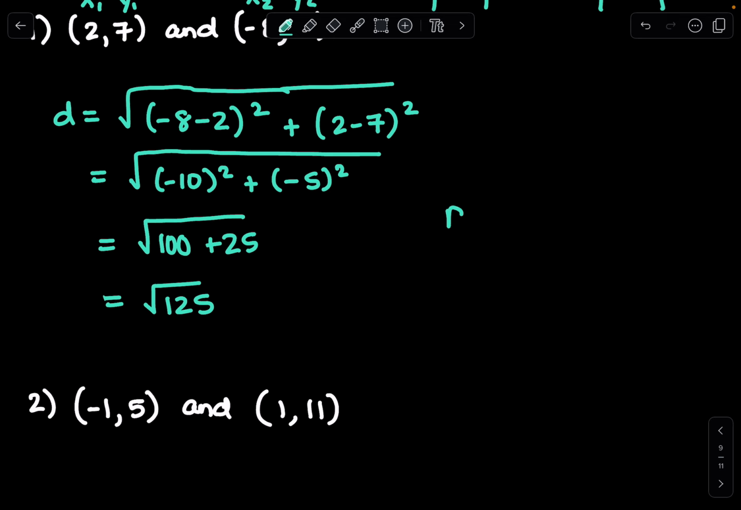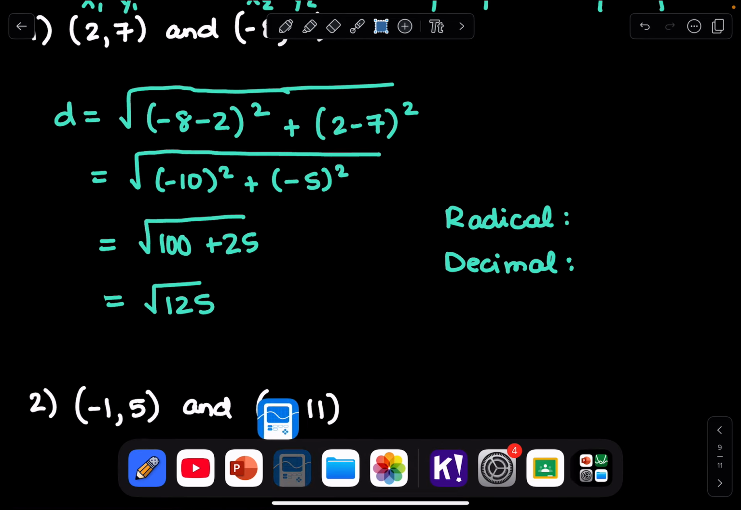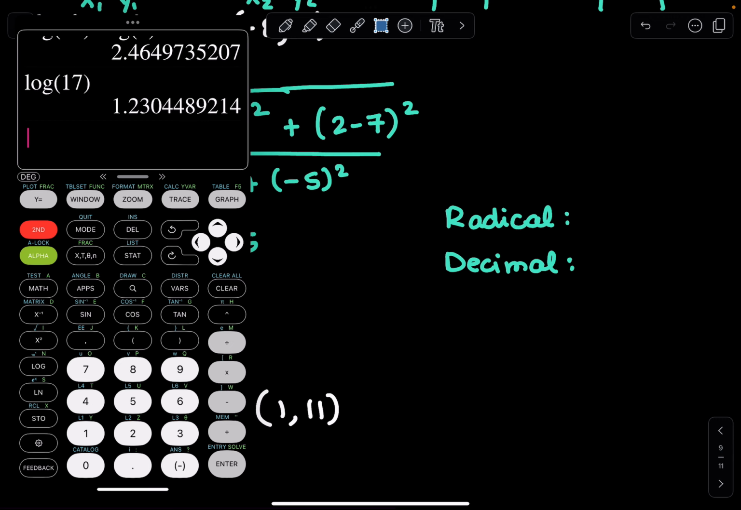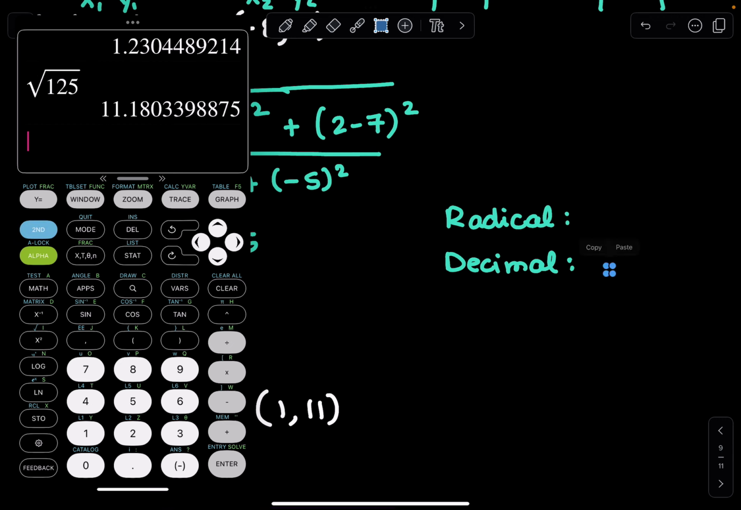Now, there's probably multiple ways you may be asked to write your answer. You may be asked for a radical answer. You may also be asked for a decimal answer. Decimal is going to be a little bit easier. All you're going to do is take your calculator and plug in the square root of 125. Okay, so my distance in decimal form is about 11.18.